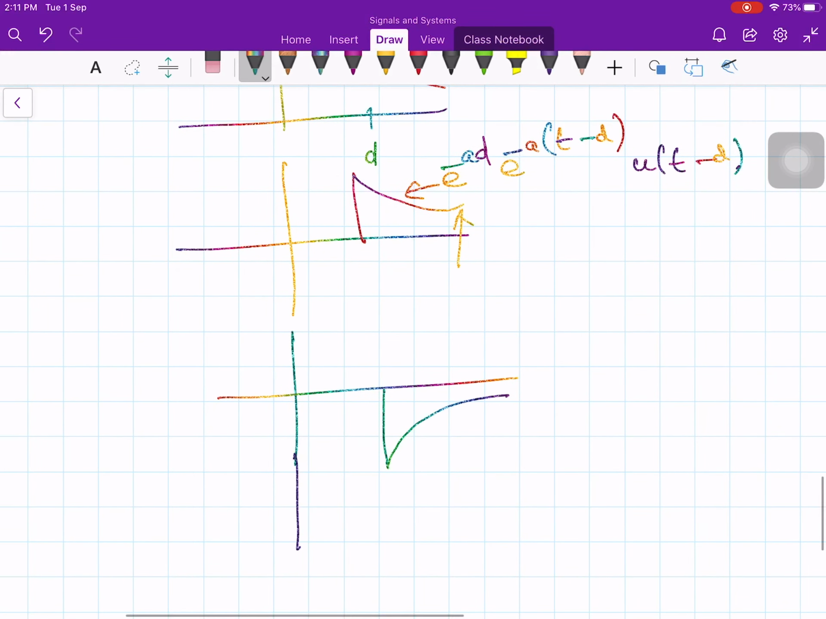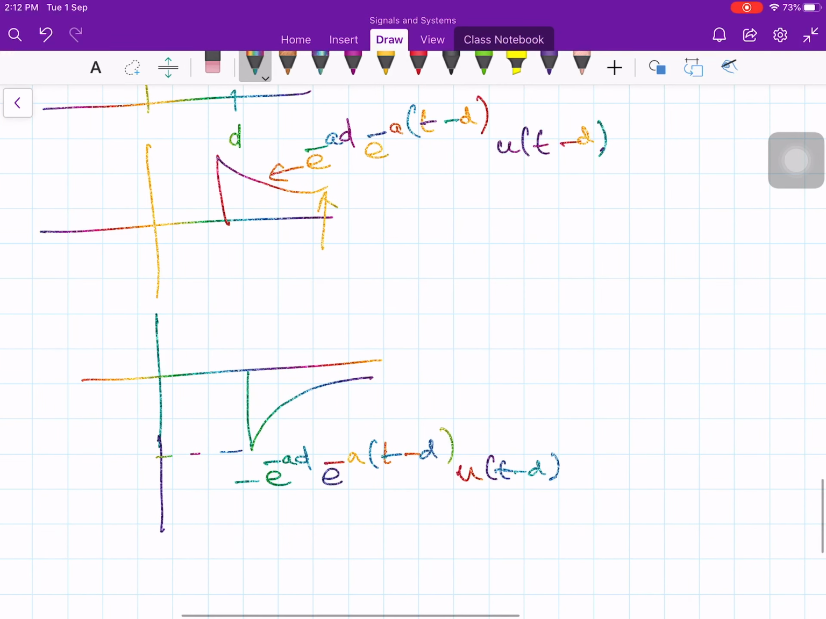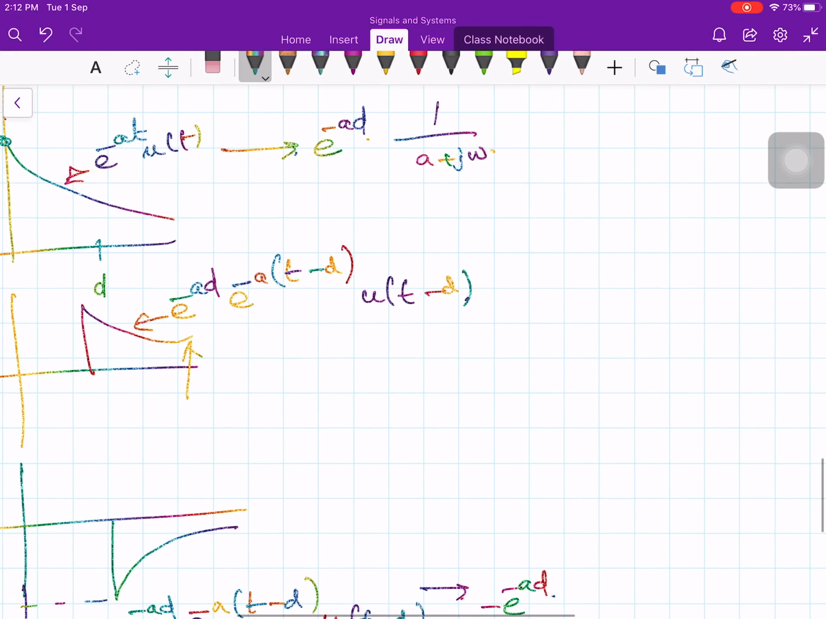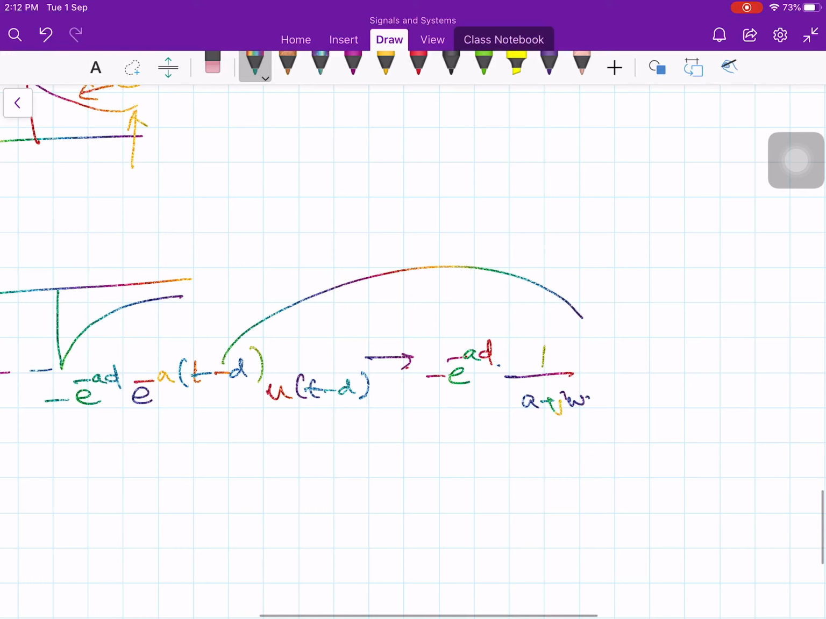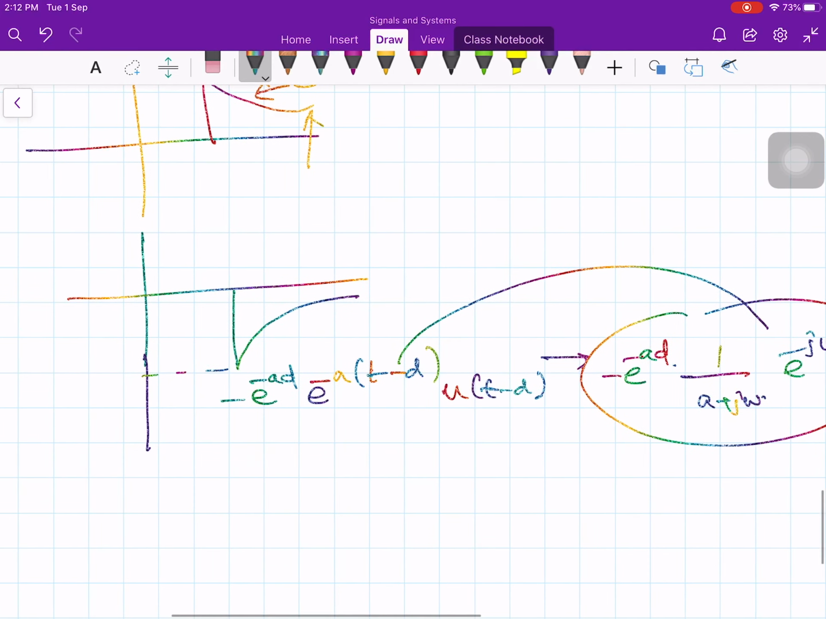So therefore this is minus e to the minus ad times e to the minus a of t minus d times u of t minus d. Right. Now if you take the Fourier transform of this, minus e to the minus ad, then the original transform is this one, 1 over a plus j omega, and this one is multiplied by, there is a minus sign, therefore e to the minus j omega d. So this is the Fourier transform of this component, this one, this is plus d. So this is my x2 of t, right.